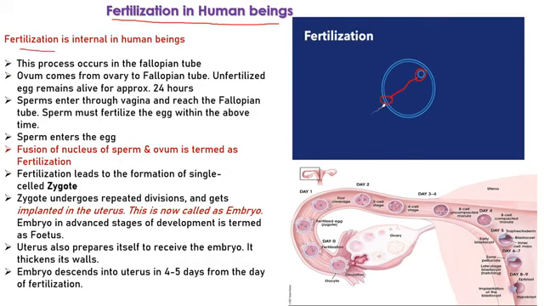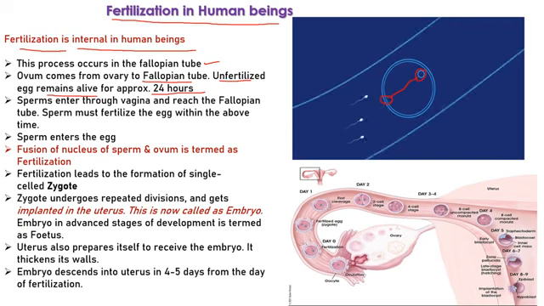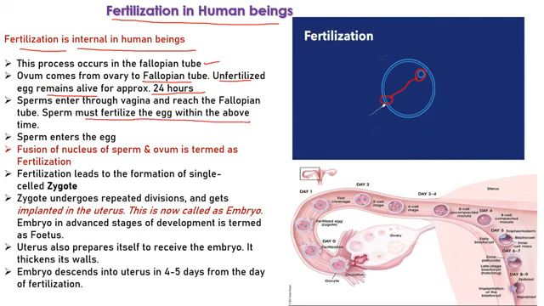So, in human beings, fertilization is internal fertilization. This process occurs in the fallopian tube. The ovum comes from the ovary to the fallopian tube. An unfertilized egg remains alive for approximately 24 hours. Sperms enter through the vagina and reach the fallopian tube. The sperm must fertilize the egg within this time.